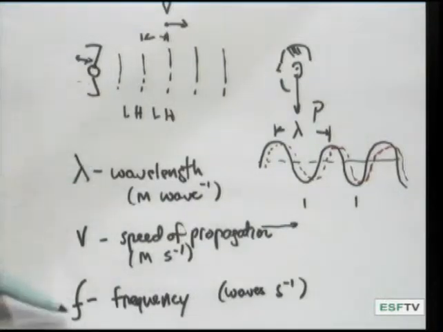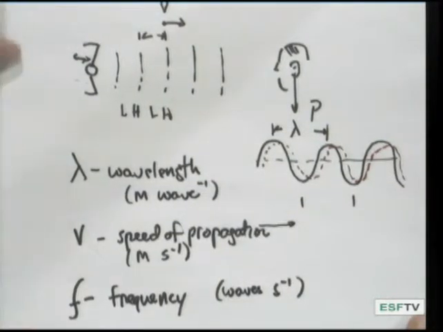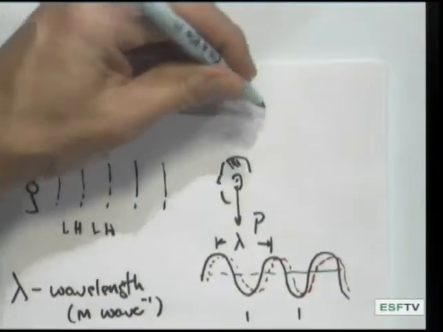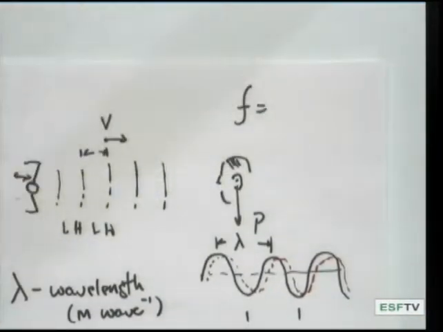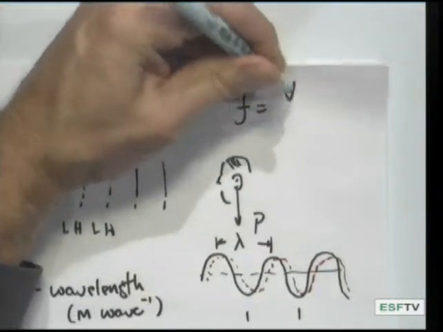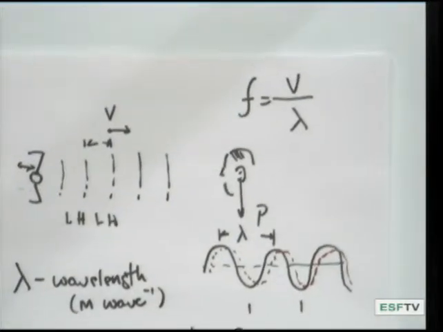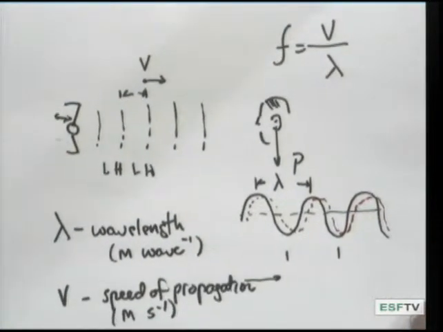Now these three quantities are related by a fundamental formula, and that fundamental formula is very easy to understand. The frequency is equal to the speed over the wavelength. And if you work out the units of frequency, speed, and wavelength, you'll see that these two are related to one another.